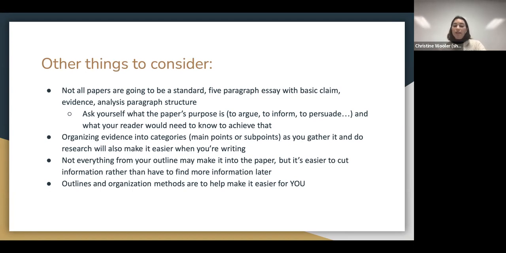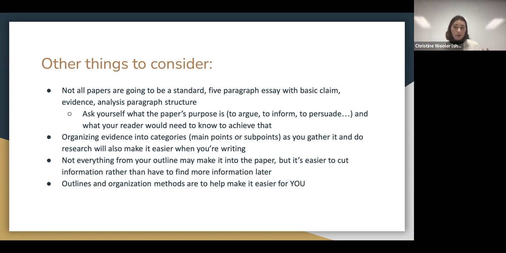And finally, outlines and organization methods are to help you and make it easier for you to write. So if you get assigned an outline, or maybe you're not jazzed about outlines because it feels like extra work, it's going to help you down the line. Even if it's more work up front, later when you're writing a 10-page paper and you're like, man, I don't even know where to start, you can look at your outline and you already have everything laid out. So even if it seems like extra work to focus on organization, it's going to make it easier for you to write. And ultimately, your paper is going to be a lot easier to read. So I would advise outlines and other organizational methods as much as possible for your writing.